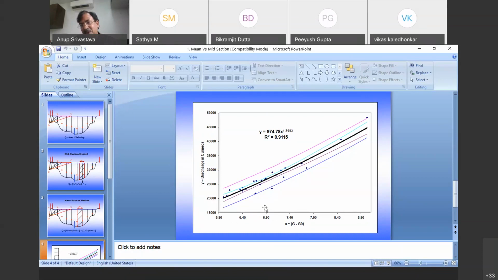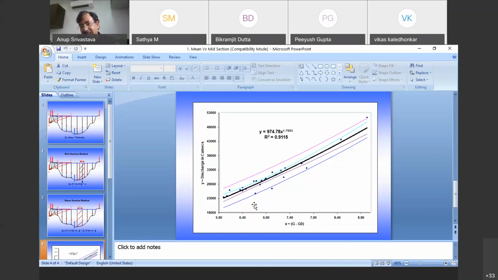Now suppose someone asks you what is the discharge value corresponding to a particular water level. For example, for this particular water level, what would be the discharge value? There are two discharge values corresponding to this water level. So what would be your answer? Whether you will pick this discharge value or this discharge value.